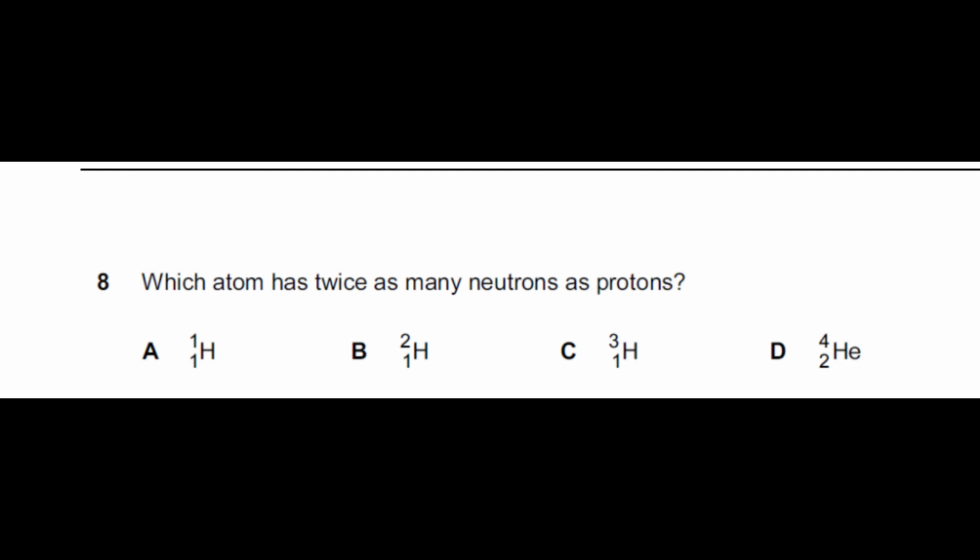1 is the number of protons and 3 minus 1 is 2. So 2 is the number of neutrons, which is twice as many protons. So Charlie is the correct answer for this question.